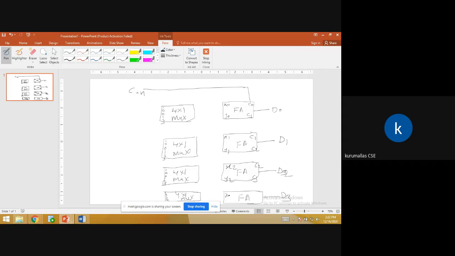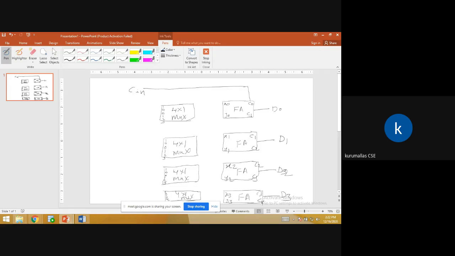This is x3, so x3, c3 and y3, c4. This is the final output, C out. Okay, so this is the first input to the full adder.